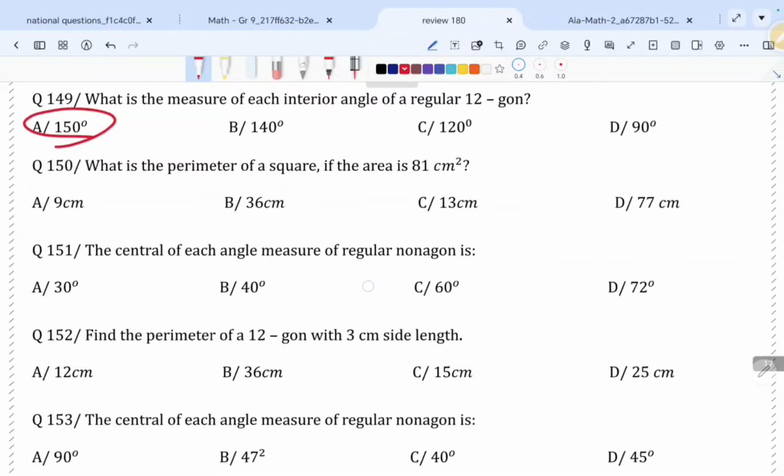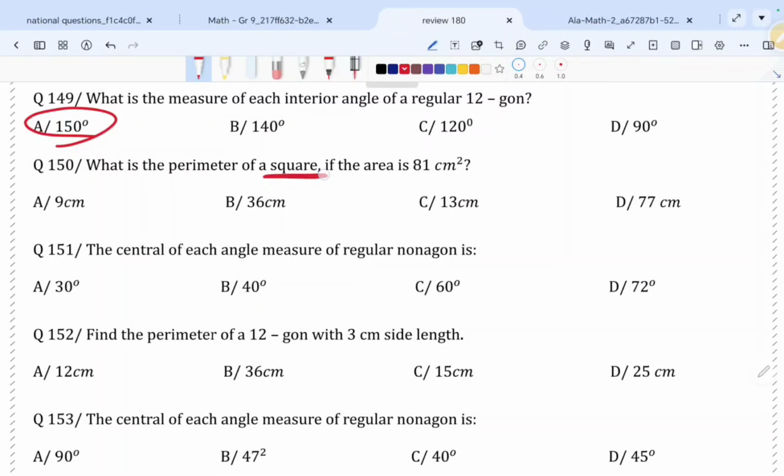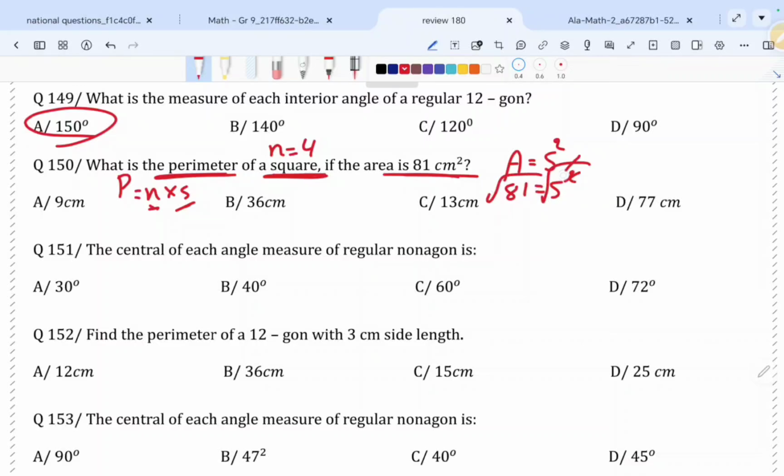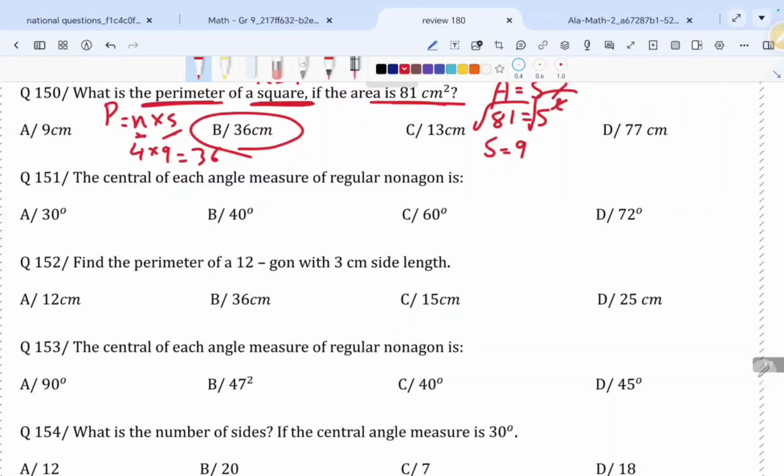Okay. What's the perimeter of a square? So n is equal to what? 4. The area is equal to 81. What's the rule of perimeter? It's equal to n times s. We have n equal to 4, but we don't have s. You have to find s by using the area. Area is equal to s power 2. Area 81 is equal to s power 2. Take the square root. They cancel each other. S is equal to 9. So we have 4 times 9. 4 times 9 is equal to 36. B is the correct answer.